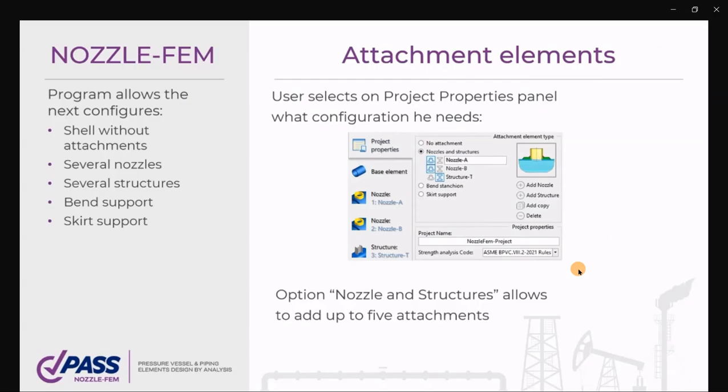Attachment elements. The program allows the following configurations. Shell without attachments, for example, if you need to calculate a conical reducer or conical head with a central nozzle. Next, several nozzles and several structures. We can add up to 5 items simultaneously. Bend support. It may be important for pipeline designers, since there is no analytical solution for the strength of such a structure. And skirt support.